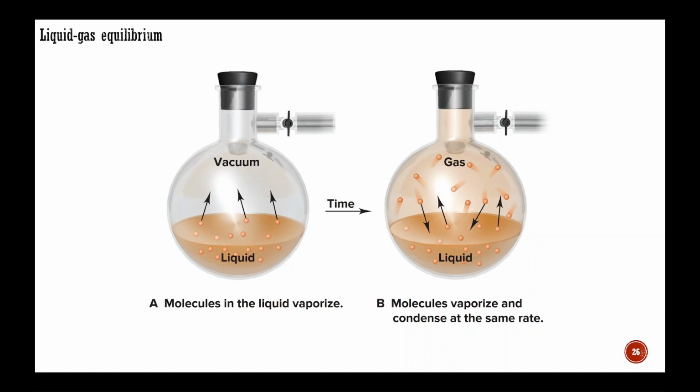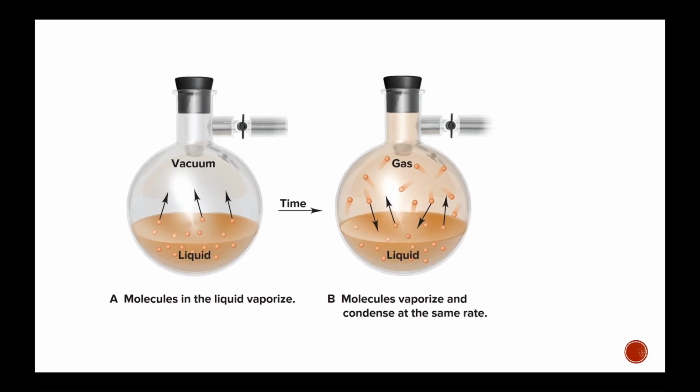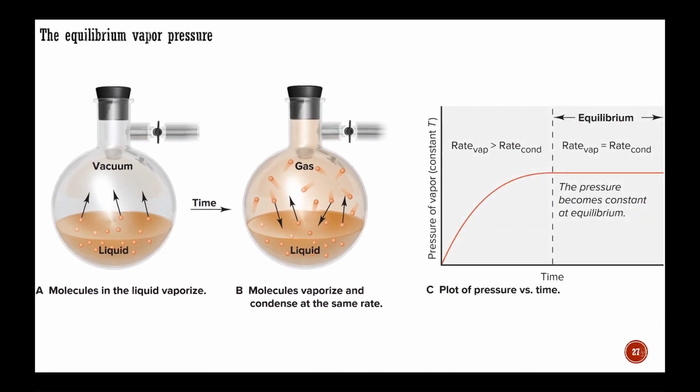The reverse process to evaporation is known as condensation. Initially, evaporation occurs more rapidly than condensation. However, as the number of molecules in the gas phase increases, so does the rate of condensation. The vapor pressure over a liquid increases until the rate of condensation equals the rate of evaporation, remaining constant at a given temperature.